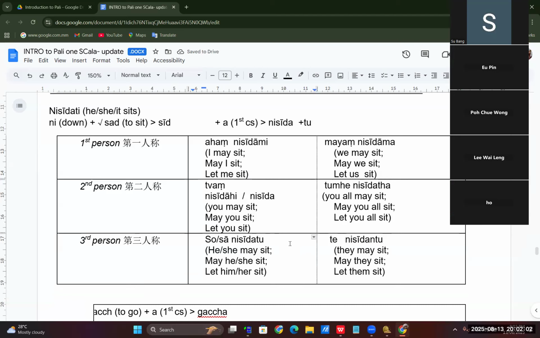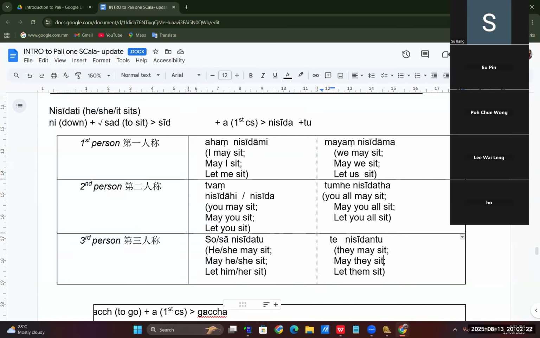Okay, so nisidatu, nisidantu, nisidahi, nisida, nisidama, nisidami, nisidama. Can? So you just remember tu entu hitamima. The present time is ti enti sitamima. Now is tu entu hitamima.